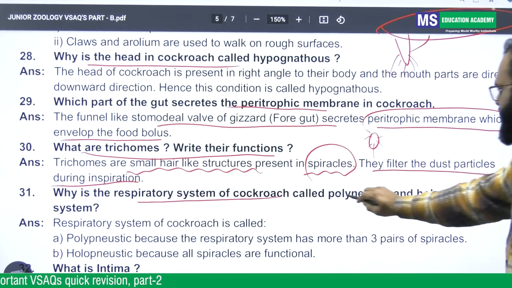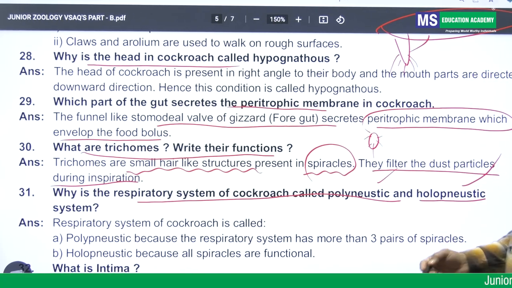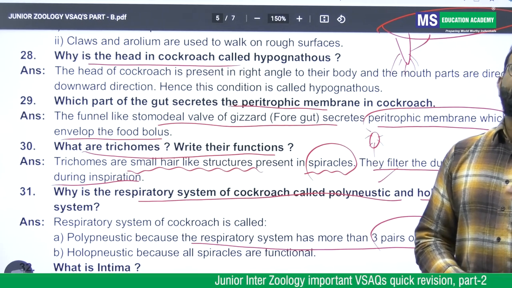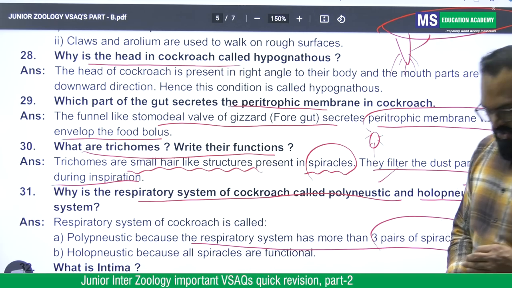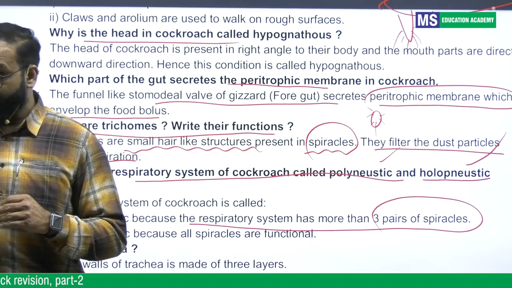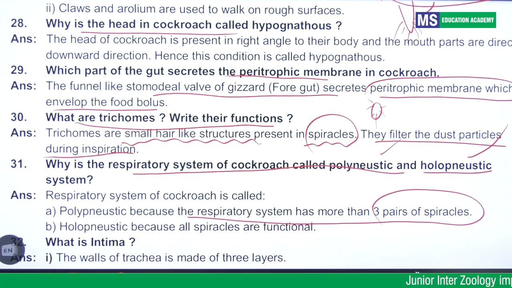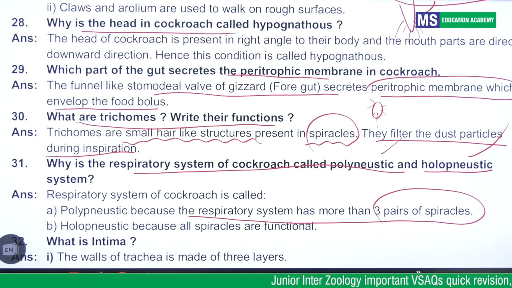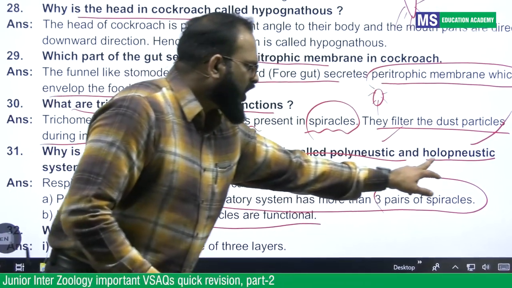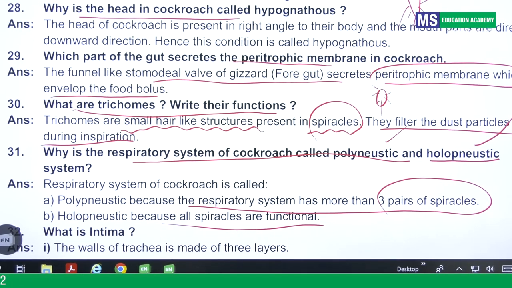Why is the respiratory system of cockroach called polyneustic and holoneustic system? Because cockroach has more than 3 pairs of spiracles. 10 pairs of spiracles are present: 2 pairs in the thoracic region, 8 pairs in the abdominal region. As more than 3 pairs of spiracles are present, we call this a polyneustic system. And all the spiracles are functional, hence the word holoneustic system is apt. Hope, students, you understood this also.